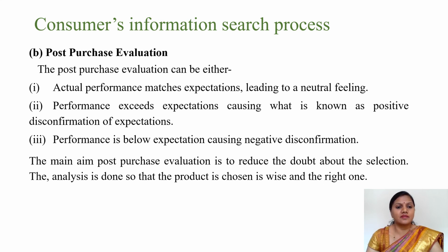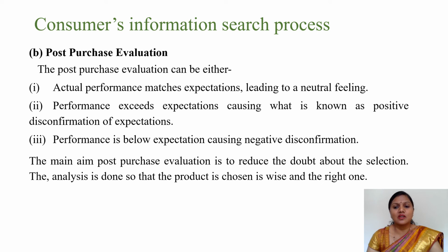So the first one is actual performance matches the expectations. It leads to a neutral feeling. Suppose he had one particular expectation about the product and it matches the actual performance of the product, then he finally feels satisfied. Neutral, because he expected it earlier. This was the expected satisfaction and the same satisfaction is met. That's all.